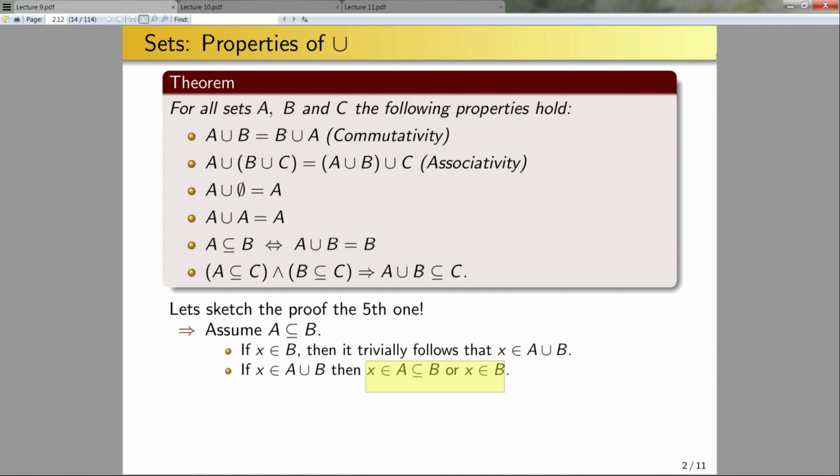Now for the backwards direction. We start by assuming that A union B is equal to B, and now we ultimately want to conclude that A would be a subset of B. Well, we don't really have much to work with here. So let's try a proof by contradiction.